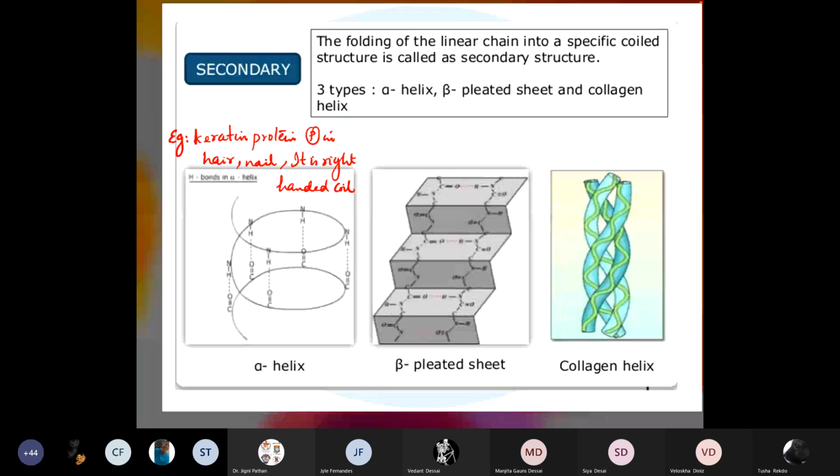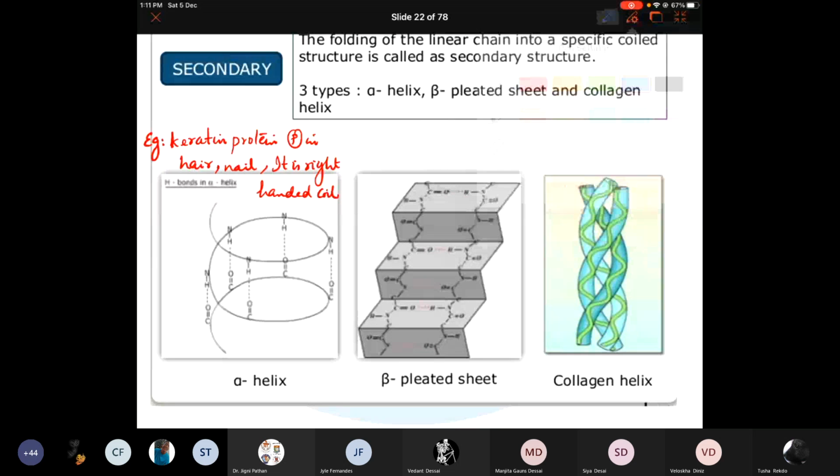Next is beta pleated. An example for the beta pleated sheet is beta keratin, present in the scales of eyes and feathers in birds. Then, very important, fibroin, which is a natural silk. It's the beta keratin protein, which is in pleated sheet form.